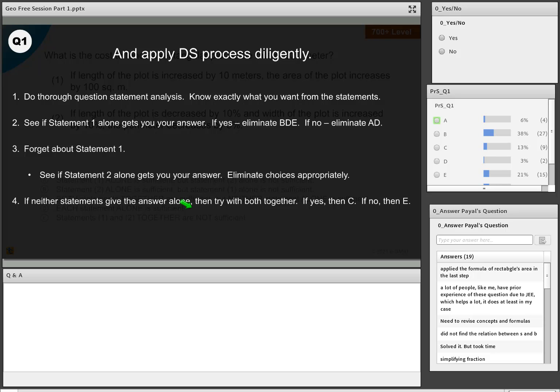Then forget all about statement 1. This is a step that a number of you forget to do. Do not remember anything about statement 1. Statement 1 does not exist for you at that point in time. You then look at statement 2 in isolation and see if that gets you your answer. Eliminate choices appropriately. If neither of the statements give the answer, then you bring back statement 1 and 2 together, look at that set of information, and then answer the question. Everyone clear with how the DS method works?